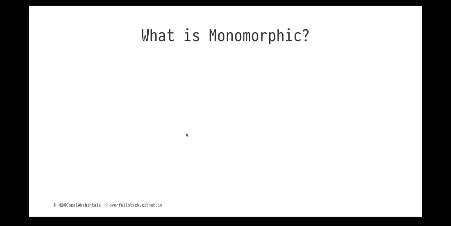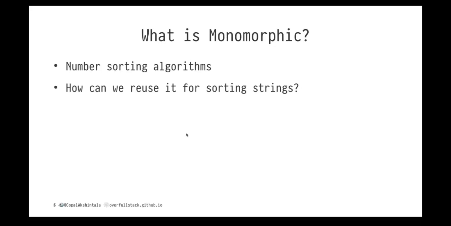Anyone heard about this term monomorphic? A monomorphic code, let me start with an example. How many of you have written algorithms to sort, bubble sort, quick sort, and all that stuff? Pretty much everyone must be doing that in our colleges as well as preparing for the interviews, right? So most of the times we use integer data type for our sorting algorithms. Even that's what they ask in the interviews. But have you thought, how can you make use of the same sorting algorithm to sort strings? Can anyone guess how can we do that?